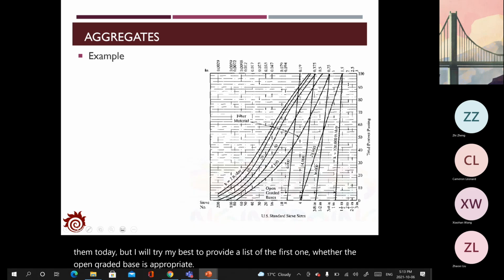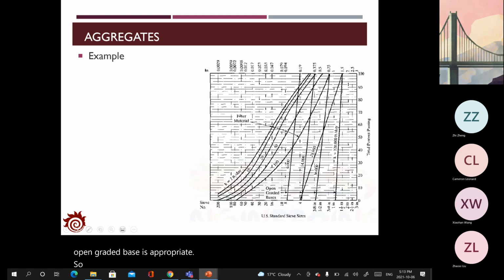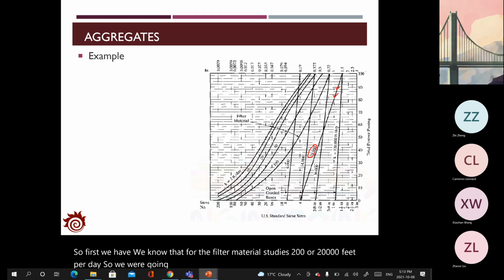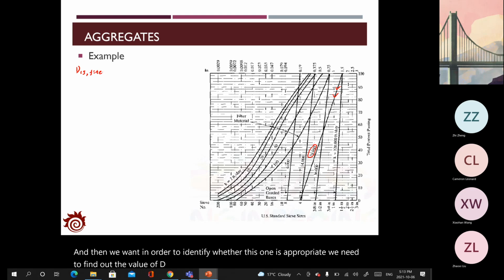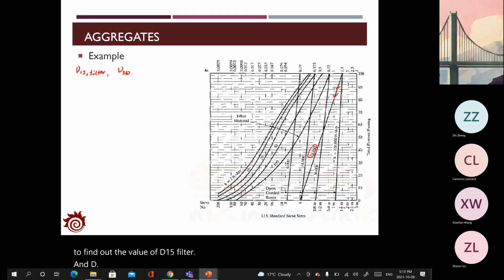First, for the filter material that is 20,000 feet per day, we're going to choose this line. In order to identify whether this one is appropriate, we need to find out the value of D15 filter and D50 filter.